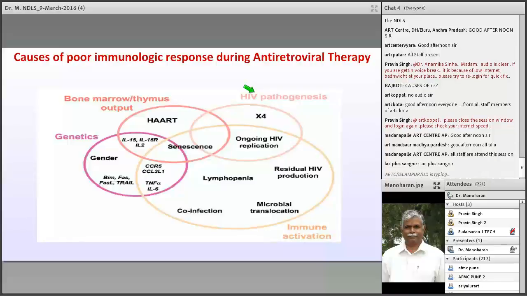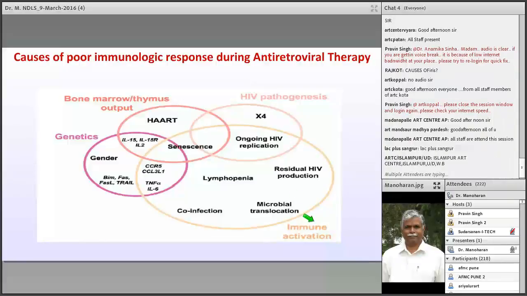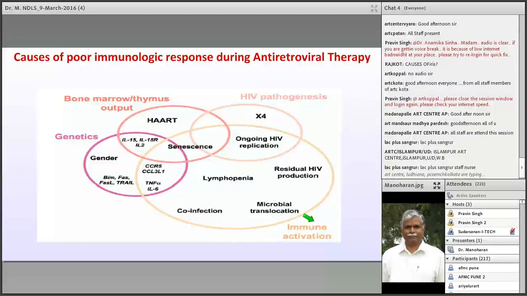Though this particular point is controversial, still this HIV sequence diversification and also the ongoing viral replication, subclinical replication, is a very important point in immunological non-response. And the third important point is immune activation.